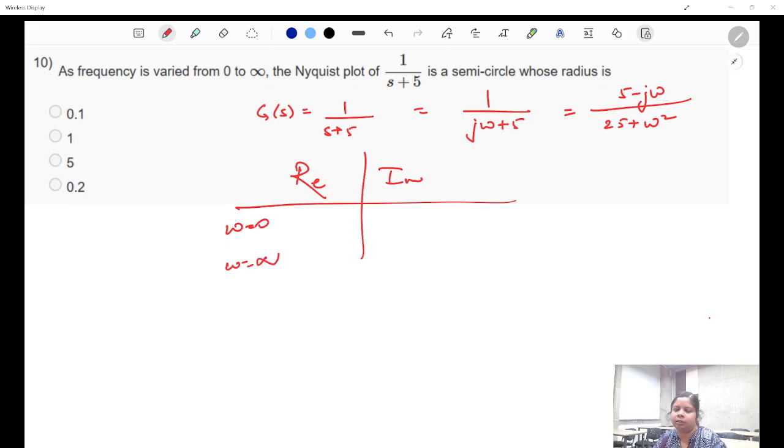We can go for other points as well, but I'm skipping that for now, and I'm checking at omega equal to 0 and infinity, because we already know that it is going to be a circle. If we have 2 points, then we can find the point midway as well, right? It's going to lie on the same line. So the real part for omega equal to 0 is what? 5 upon 25, which is 1 upon 5. And the imaginary part is going to be 0.